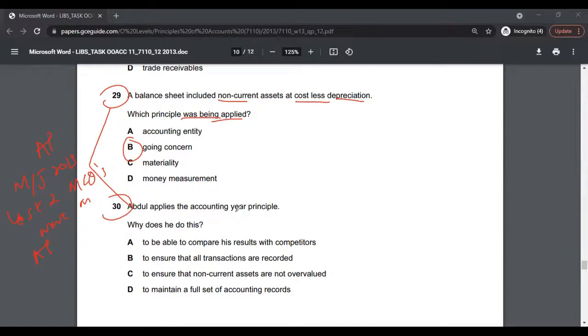Multiple choice 30. Abdul applies the accounting year principle. Why does he do this? To be able to compare his results with competitors. Of course, the answer to multiple choice 30 is A, because if you don't apply the proper accounting year principle, then your results will not be comparable with other competitors, because they would be following the accounting year principle as well.